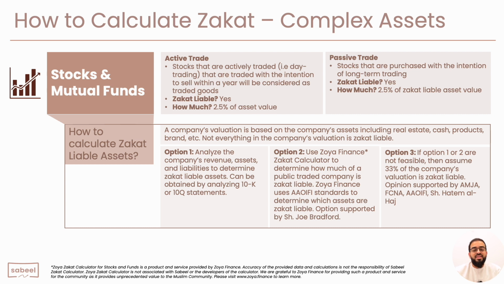Option 3, in the absence of option 1 and 2, is you default to the standard 33%. And this was based off of us analyzing several companies in the United States Stock Exchange to see how much of their asset value was zakat liable. Scholars came up with percentages between 25 and 30%, and so they have defaulted to a standard 33% with an amount of buffer. This opinion is supported by AMJA, the American Muslim Jurists Association, Fiqh Council of North America, the AOFI standard, as well as Sheikh Hatem Al-Hajj.